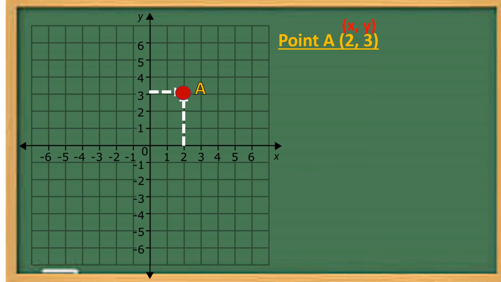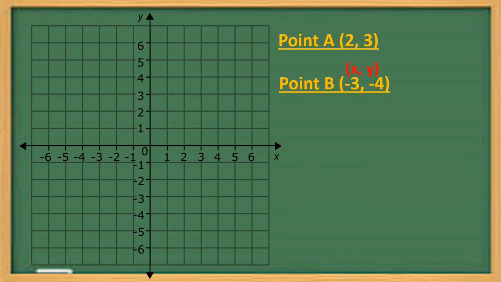Let's now try point B. On which quadrant do you think is point B found? Exactly. Point B is found on the third quadrant, since the coordinates are both negative. Can you now locate point B? Very good. There is point B.